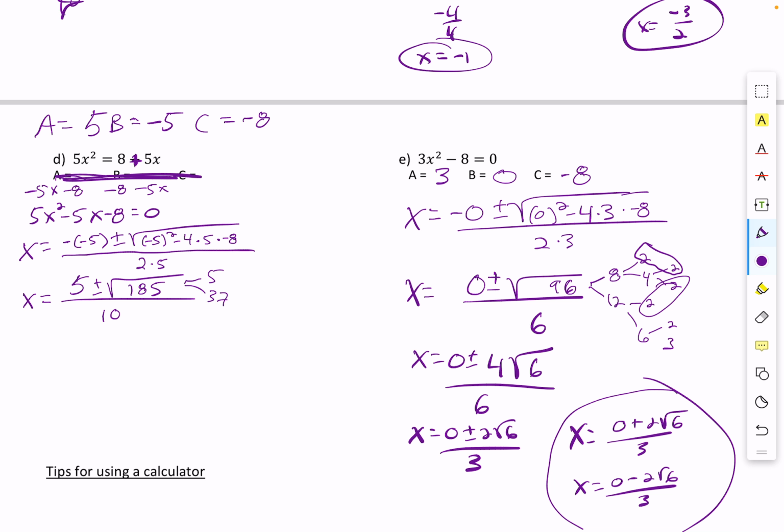Does that go down any further? No, 37's prime, so I'm done. And there's no pairs, right? So what that tells me, if there's no pairs, then that doesn't simplify.